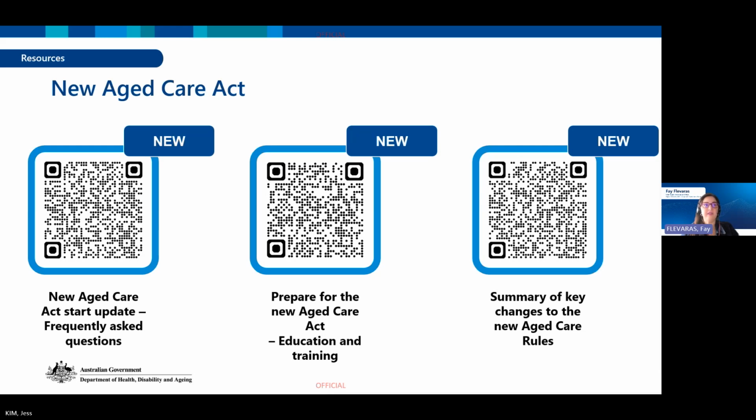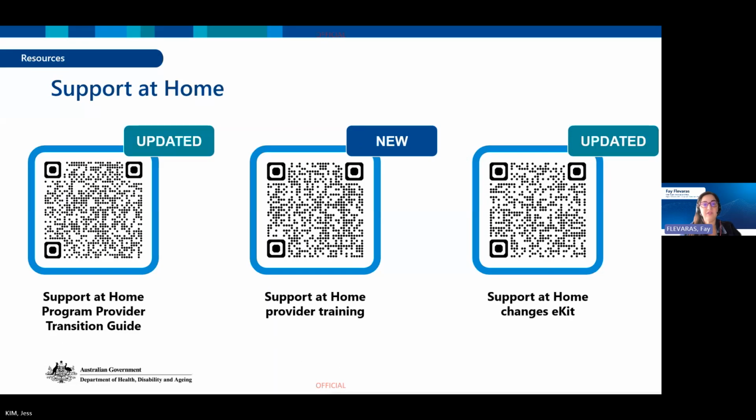If I move on to some of the support at home resources, the program provider transition guide has been updated. It includes things like changes to align the guide to the 1st of November commencement date, links to the new resources in the resource section, and actions where relevant throughout the guide. There's also some new actions and updates to content. And changes are clearly marked in the change log at the start of the document to help you find what's different since you've last seen it.